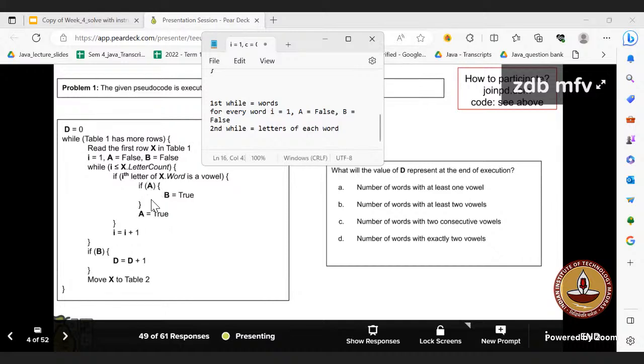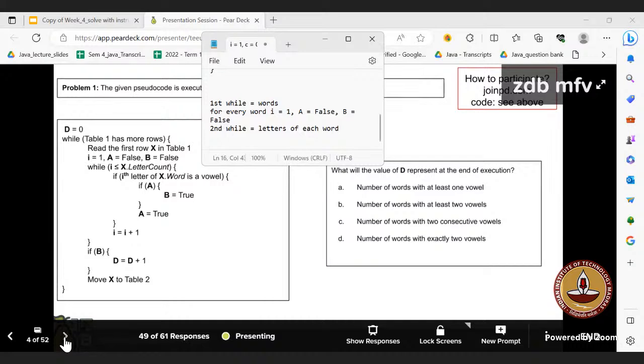You have to check that the ith letter of x dot word is a vowel, because this condition has to be satisfied. After seeing the first vowel, if you have seen another vowel, then b will become true. That means there should be at least two vowels, either two or more than two. Okay. Yes, ma'am.